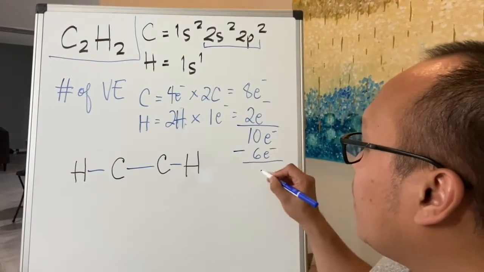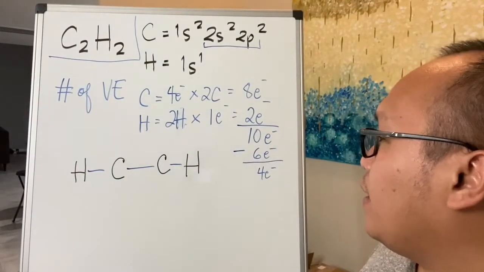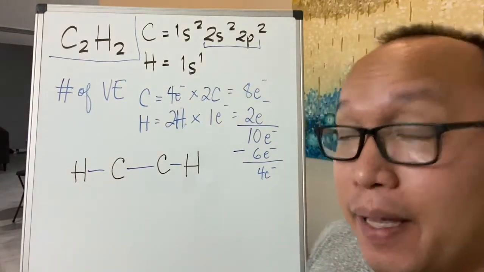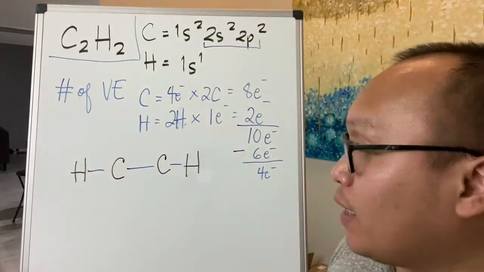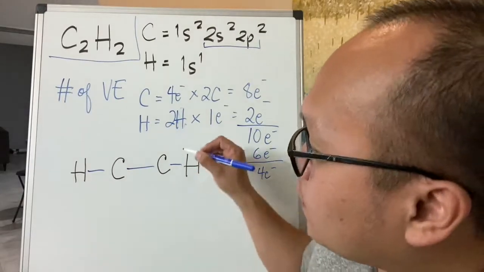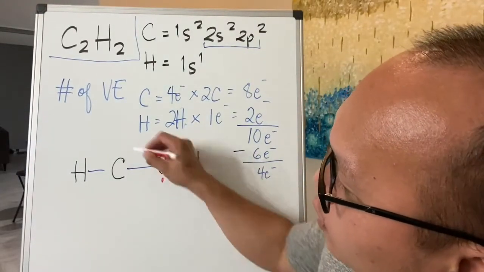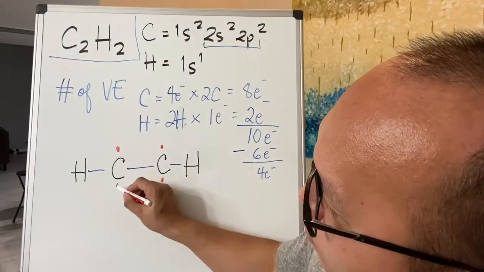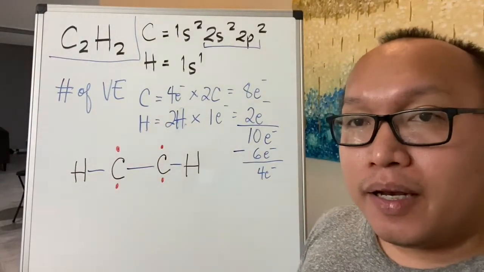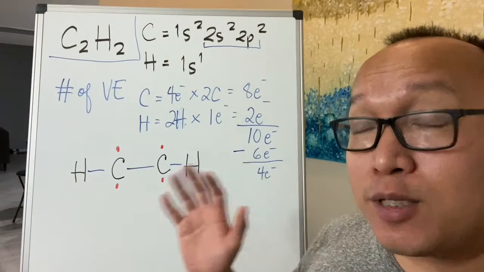Ano na lang yung natitira? We have 4 electrons left. So, ang tanong ngayon, saan natin ilalagay? Saan natin ilalagay yung 4 electrons na yan? What we can actually do is we can distribute the 4 electrons in the form of unpaired electrons. Ilan ba ang electrons around carbon?